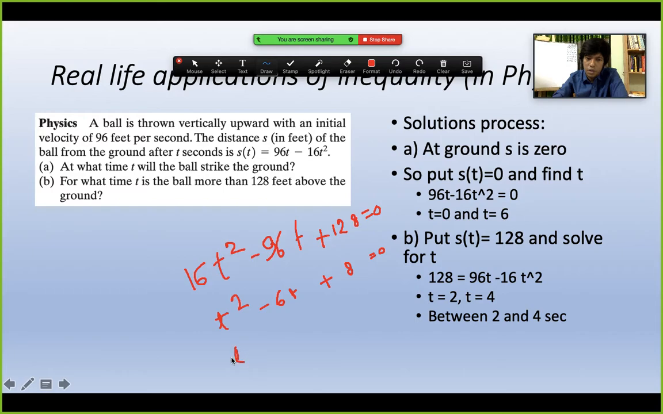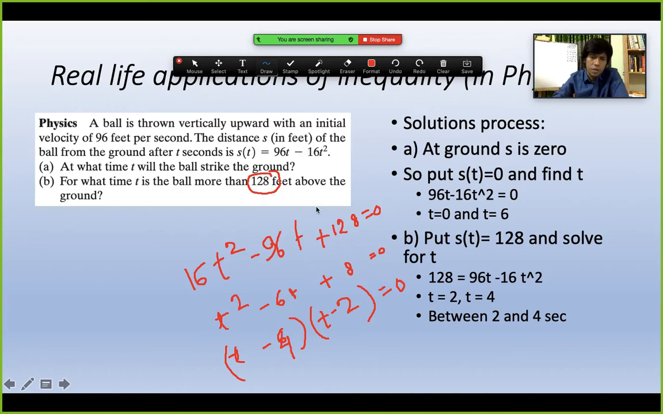t squared minus 4t minus 2t, then plus 8, then you take common. One factor will be t minus 4, and another will be t minus 2. If you do the factoring here, one answer will be t equals 2, another answer will be t equals 4. That means between 2 and 4 seconds, this ball will be more than 128 feet above the ground.